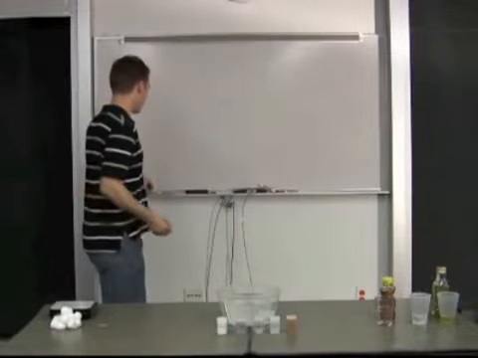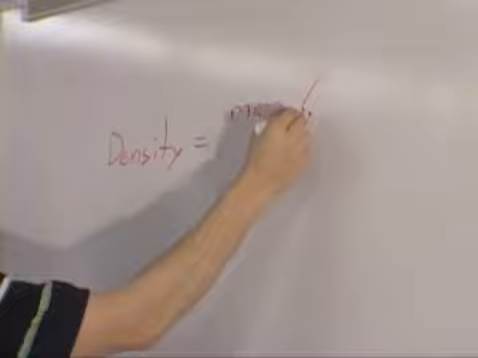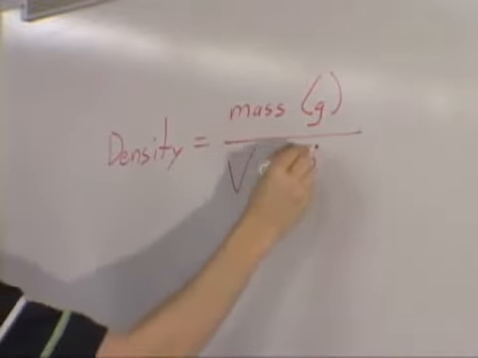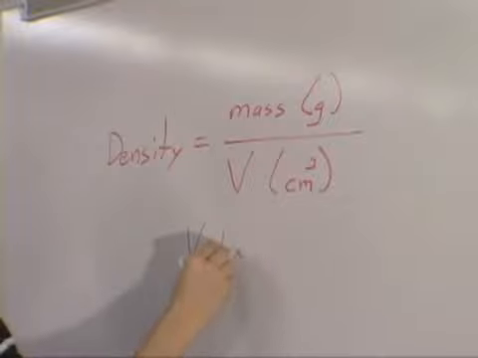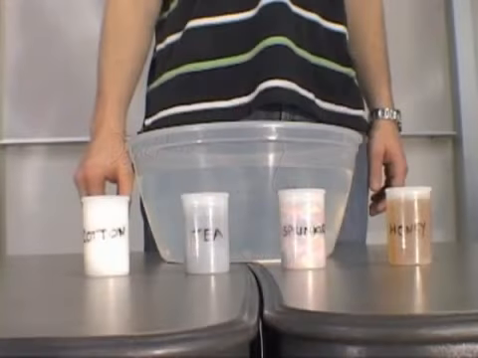Now, if we look at the actual equation for density, density equals the mass, which is measured in grams, divided by the volume, which is measured in centimeters cubed, and volume is traditionally found by multiplying the length times the width times the height. We can also visualize density with another experiment that we have here.